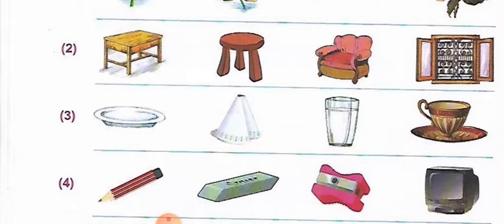Sorry, dish. And what is this? I'm not getting it. Water and cup. So the odd one will be the second one. Now fourth.